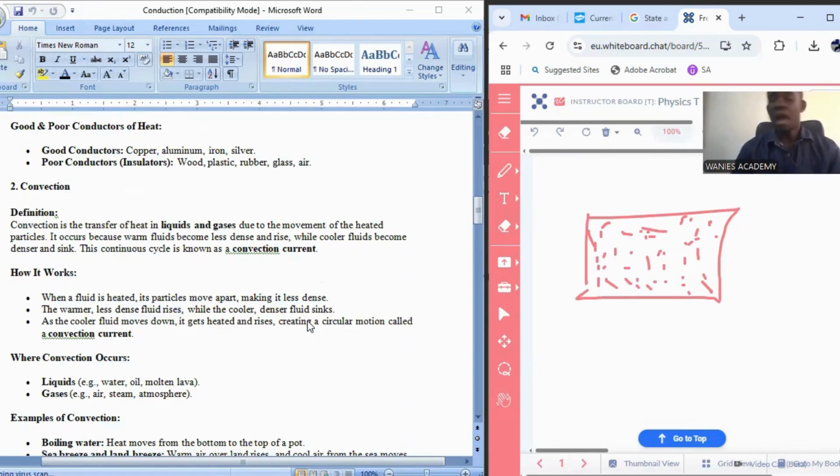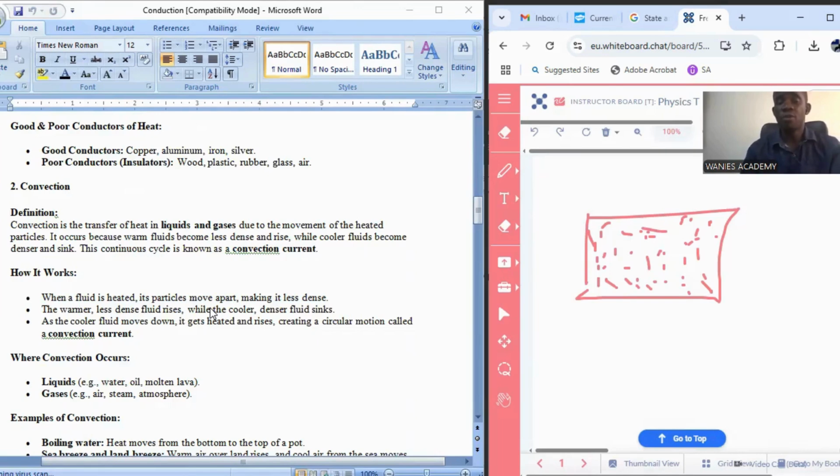Now, how does it work? Are you getting it? Very interesting. When a fluid is heated, its particles move apart, making it less dense. Now, the warmer, less dense fluid will rise, while the cooler, denser fluid sinks.